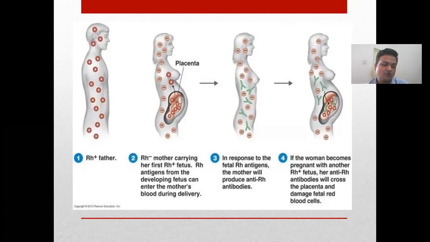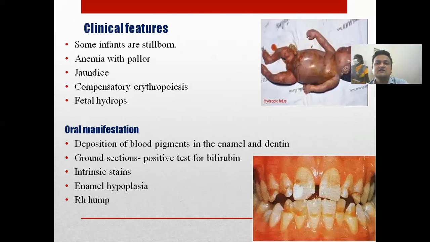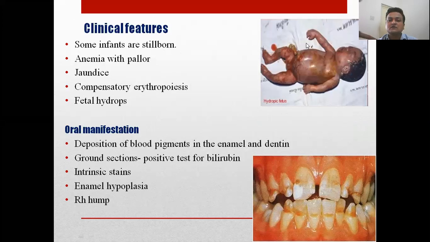the baby, while going through the blood and the placenta, crosses the placental barrier to cause the Rh incompatibility, meaning crisis or lysing of the RBC cells in the body. See, clinical features. Some infants are stillborn, the baby is born stillborn, okay. Then anemia with pallor, jaundice, compensatory erythropoiesis, fetal hydrops. See, this is what looks like erythroblastosis fetalis.